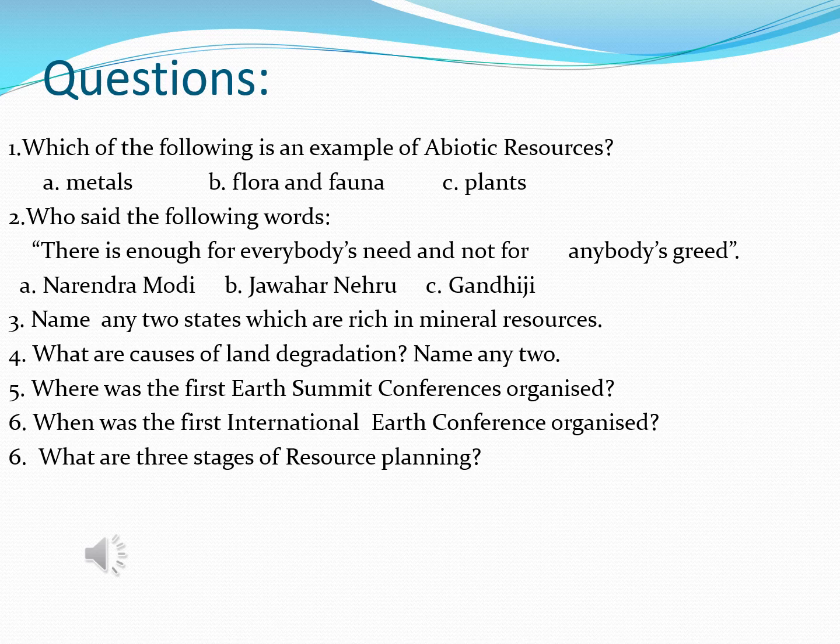Very good. Now let us see what are the three stages of resource planning. The first one is identification and inventory of resources. The second one is evolving a planning structure endowed with appropriate technology, skill and institutional setup for implementing resource development plans. And the third one is matching the resource development plans with overall national development plans.